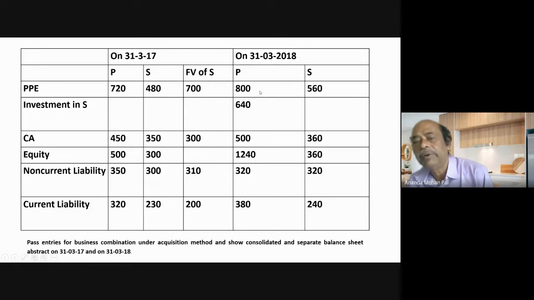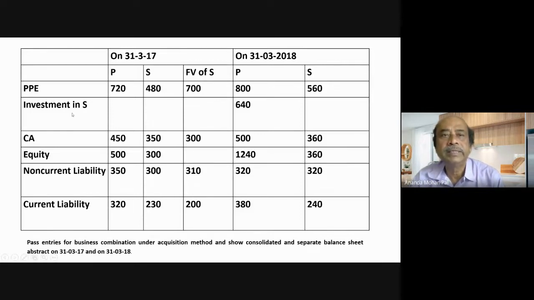Or in the other way, what you can count, that 480 to 560, 80 rupees increase. So 700 plus 80, then it also becomes 780. And 780 plus 800 book value of P. So consolidated PPE would be 800 plus 780, 1580.